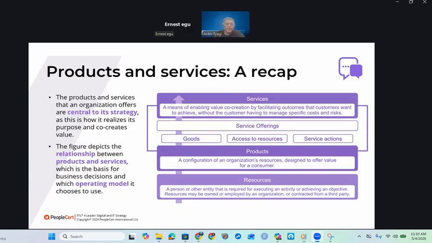The products and services that an organization offers are central to its strategy. Well, of course, as this is how it realizes its purpose and co-creates value. That's how an organization essentially works. The overall products and services that we have are the core point of my strategy. That's how we are going to realize value. This figure depicts the relationship between the products and services, which is the basis for business decisions and which operating model it chooses to use.